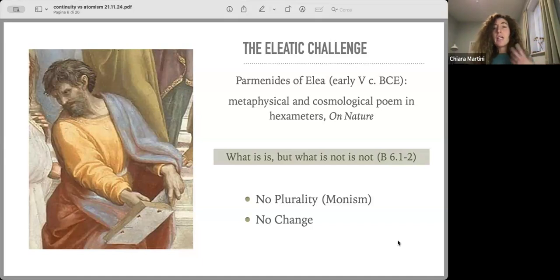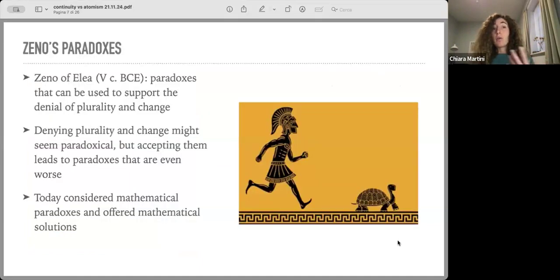So this sounds a bit crazy. And of course, there were quite a lot of reactions to that. But he also had some disciples, and you might have heard of Zeno of Elea and Zeno's paradoxes. The most famous one is the Achilles and the tortoise, and we'll talk about it a little bit later on. But Zeno is probably a disciple of Parmenides, and he devises paradoxes that are aimed to defend his master and to support the idea that plurality and change really cannot happen.